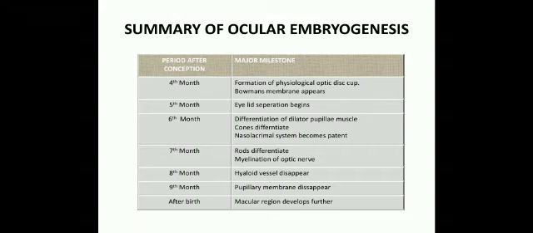6th month there will be differentiation of the dilator pupillae muscle, the cones differentiate and the nasolacrimal system becomes patent. 7th month, rods differentiate and the myelination of the optic nerve occurs. During the 8th month the hyaloid vessels disappear, and during the 9th month the pupillary membrane disappears, and after birth the macular region develops further.